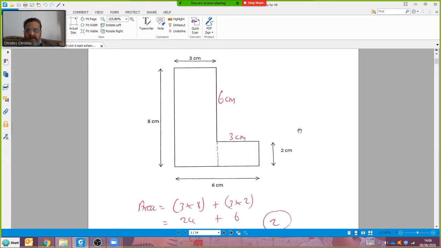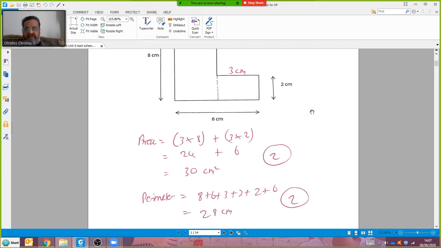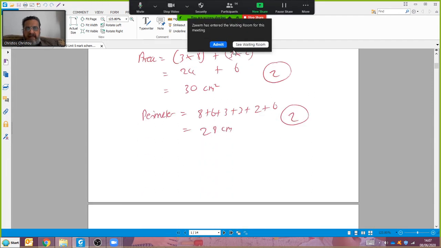Won't take long. If you see a diagram without any lengths shown to you, you're obviously meant to calculate them. So 8 subtract this 2 must give you 6, and 6 take away this 3 must give you 3 for this part. So it's very straightforward areas and perimeters. Done.